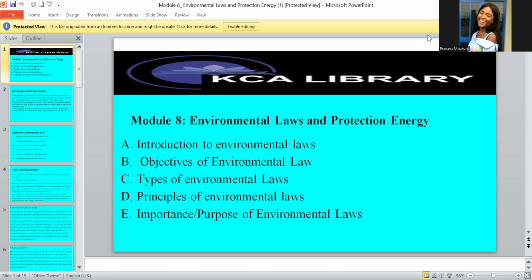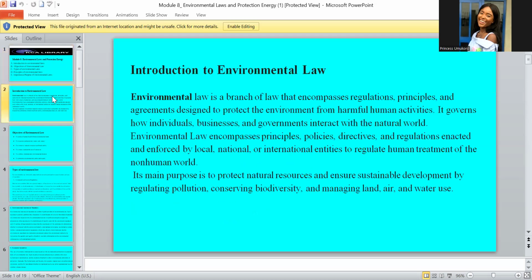This is Module 8 and we're looking at environmental laws and protection energy. Under that, we're going to look at objectives of environmental law. We're going to look at types of environmental laws. We're going to look at principles of environmental laws and importance or purpose of environmental laws. So let's move into the introduction.